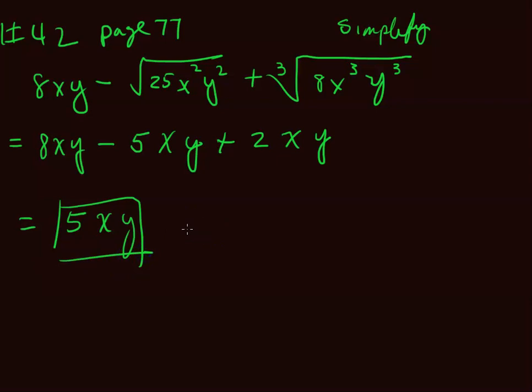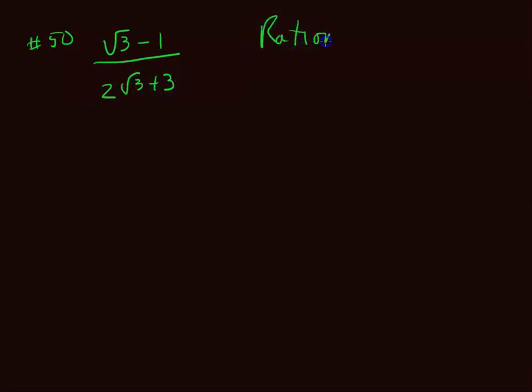How about number 50? This is the square root of 3 minus 1 over 2 times the square root of 3 plus 3. And they want to rationalize the denominator.